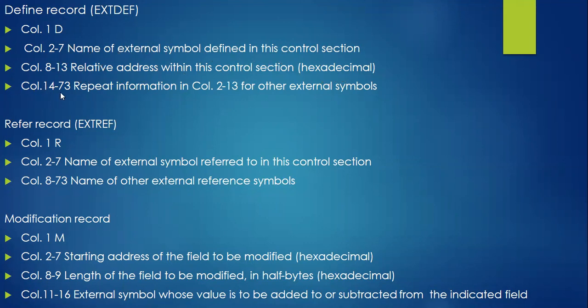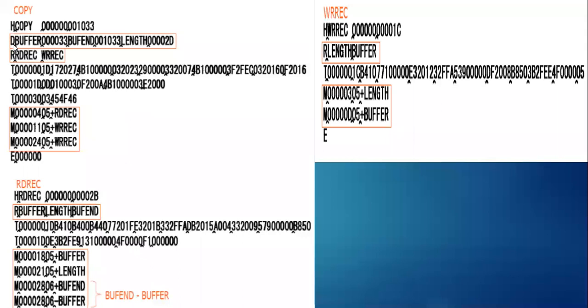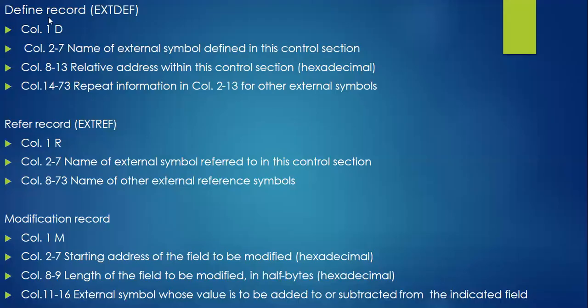Then columns 14 to 73. So many columns are available. There we need to go for the next such external definition, name with its address, so repeat the information in columns 2 to 13 for other external symbols. In the next slide we will find the result. First column is D, followed by the name of the operand buffer, where exactly that information is stored, later buffer end, and the length. Such information will be managed by the definition record.